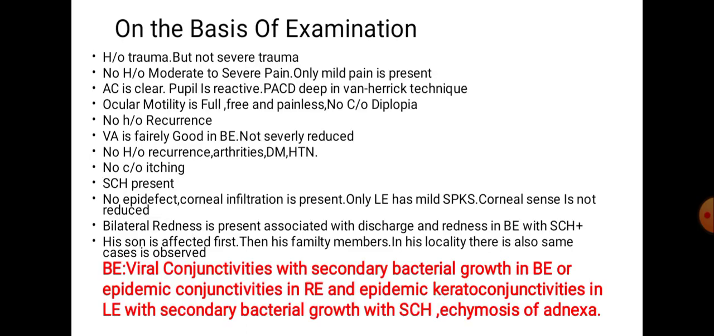So after ruling out on the basis of examination, what points do we see? There is a history of trauma but not severe trauma. There is no history of moderate to severe pain, only mild pain is present. If severe pain was there, we may suspect acute uveitis or acute congestive glaucoma, but the pain is not severe, meaning only mild pain is present. So there is no chance of scleritis also, because in the case of scleritis, acute uveitis, and angle-closure glaucoma, the patient may express severe pain.